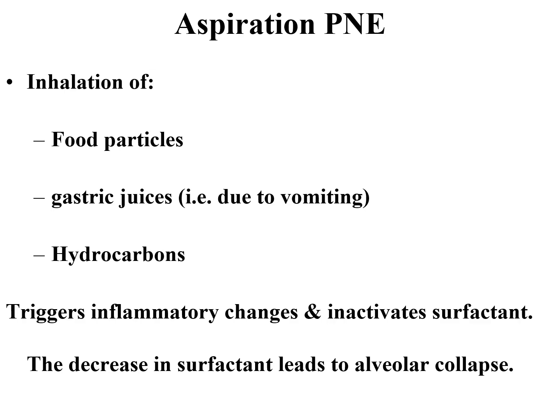Now, aspiration pneumonia is also of specific concern. And here with aspiration pneumonia, this usually is as a result of inhalation of food particles. So the food goes down the wrong tube and goes down your trachea instead of your esophagus. It could be the inhalation of gastric juices due to vomiting or aspiration, as well as the inhalation of toxic chemicals like hydrocarbons. So it triggers an inflammatory change and it winds up inactivating surfactant.